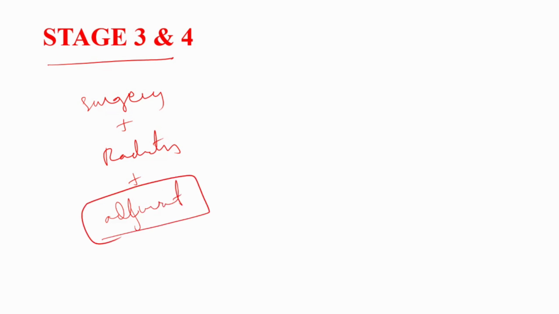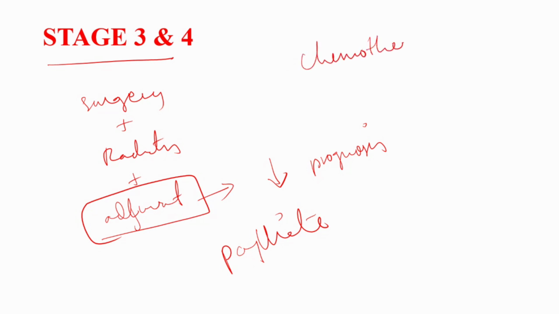Now, if you see stage 3 and stage 4, I told you we treat them with surgery plus radiation therapy plus adjuvant chemotherapy. If adjuvant chemotherapy is given, it has a very poor prognosis. Usually this adjuvant chemotherapy given in stage 3 and 4 is palliative. It is given for palliative care, and these cases are very challenging. So in stage 3 and stage 4, we have chemotherapy with all the different regimens we have discussed, and along with this we have endocrine therapy, and some targeted therapies also.